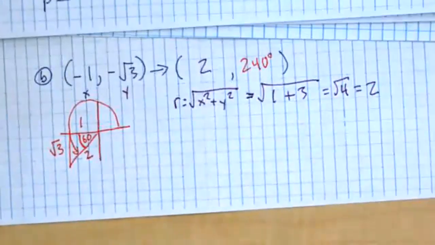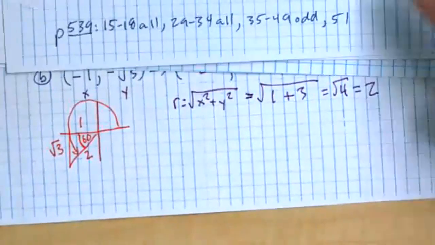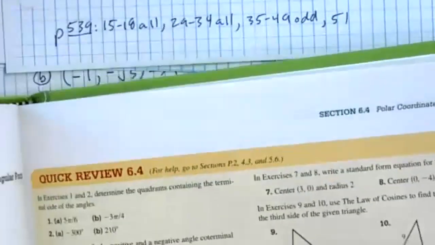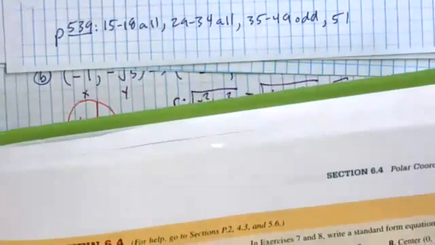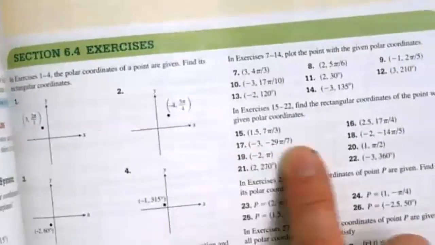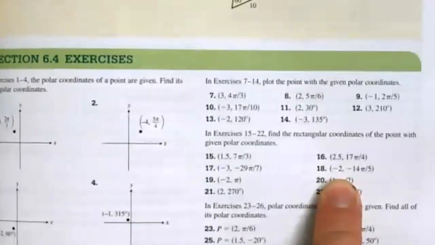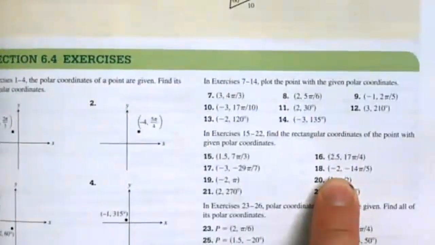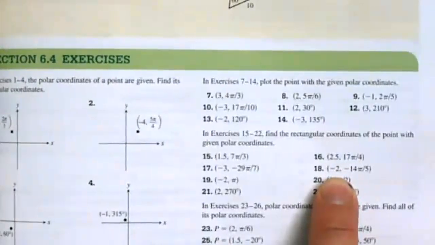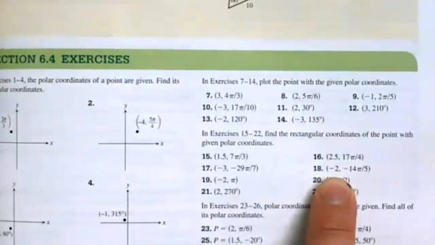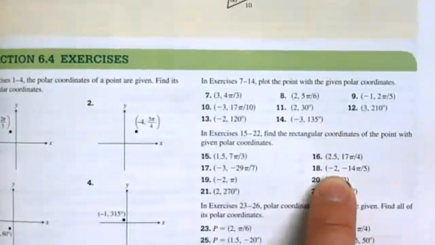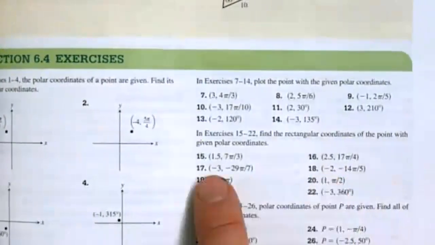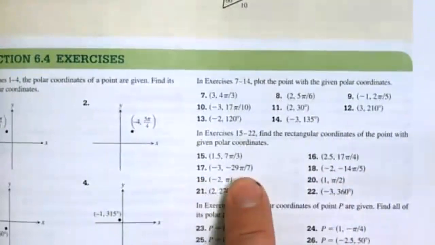All right, we're doing 15 to 18. Instructions are find the rectangular points if you have the polar points. Oh, that's easy. That's way too easy. Although I do notice that some of the angles are weird angles that we haven't dealt with before.